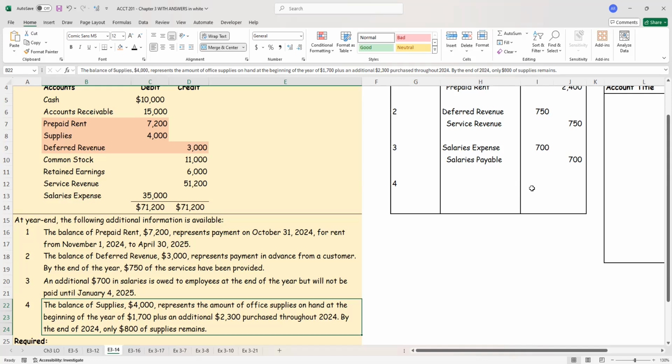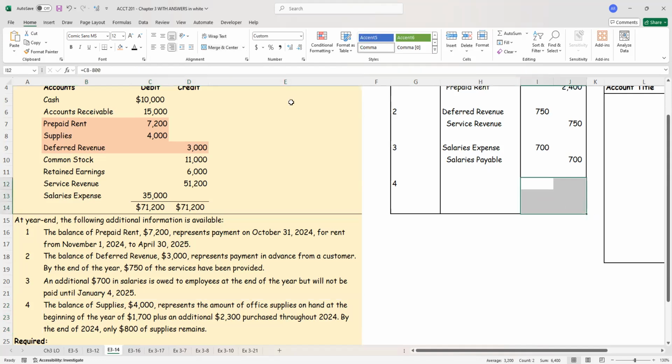So what happened to the rest? Well, first let's do the math. How much is remaining with us? I had 4,000. That's 1,700 plus 2,300 was 4,000. Of that, only 800 remains, which means 3,200 is gone. The amount that is gone is what's used up. That's supplies expense. And now I'll credit supplies to indicate that that balance has gone down.